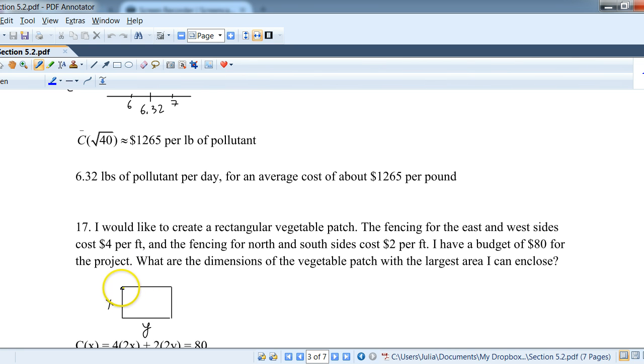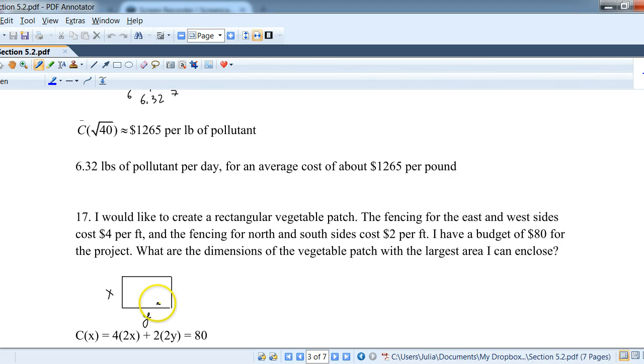Again, draw it. I assumed that the width was the east and west sides just because it's a little more expensive. Trying to maximize our budget here, I suppose. And again, area is, if you recall, x times y. We have two variables, so we need to solve for one of them. I set up the cost equation so that it would be easier to solve for y, just strategically placing it. You can always switch your width and length if it doesn't work out that way. We have $4 times 2 of the widths, which is 2x, plus $2 times 2 of the lengths, which is 2y, equals 80.